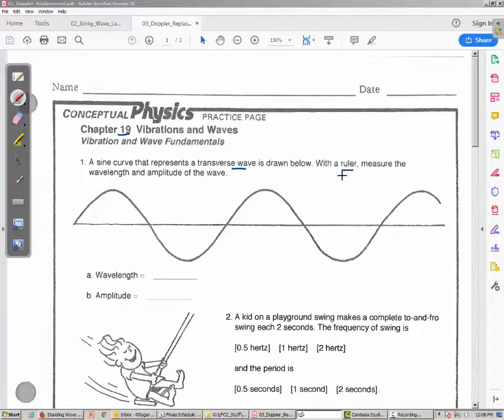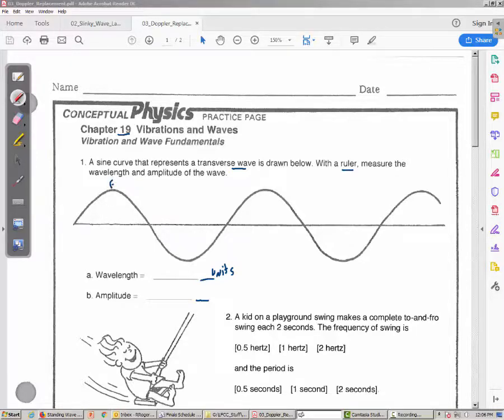I don't care what units you measure in, preferably centimeters, but if you have to work in inches, that's okay. Take this thing and measure the wavelength and the amplitude, and please do remember to give me whatever units you measured it in. If you just give me a number like 10, then that doesn't really mean too awful much to me.